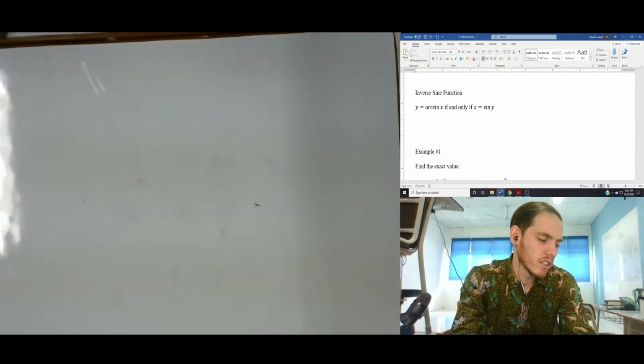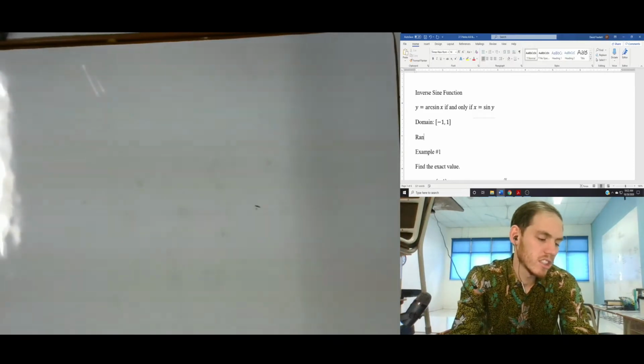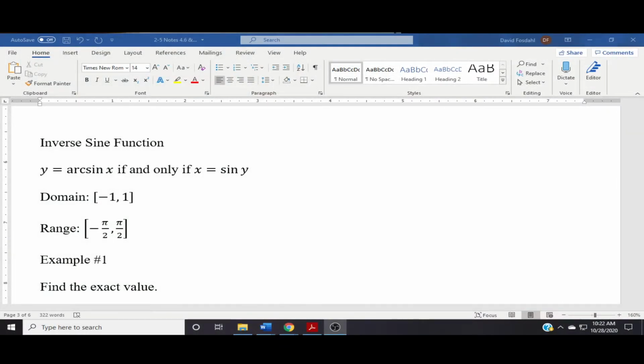And so its domain is -1 to 1. I'll blow this up in a second. And its range is from negative pi over 2 to pi over 2. We'll write this again, so don't worry if you didn't catch that. If it's too small, I'll blow it up just for your sake. Okay, so those are the key ideas.